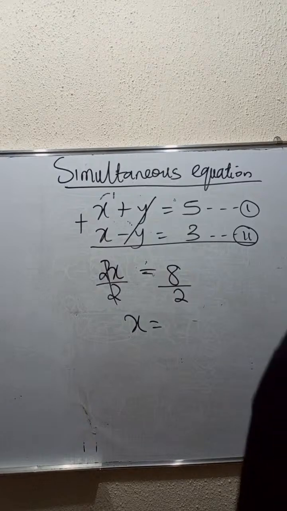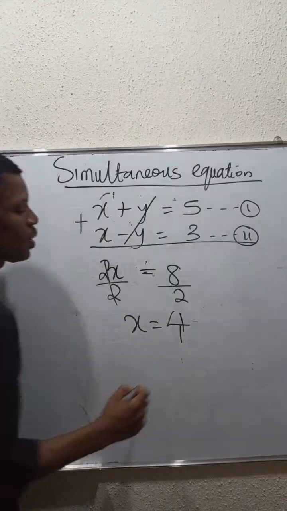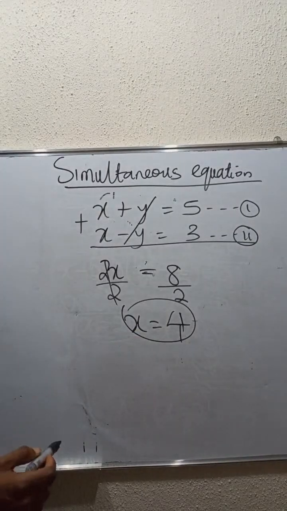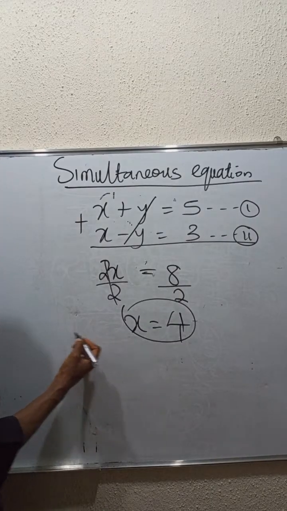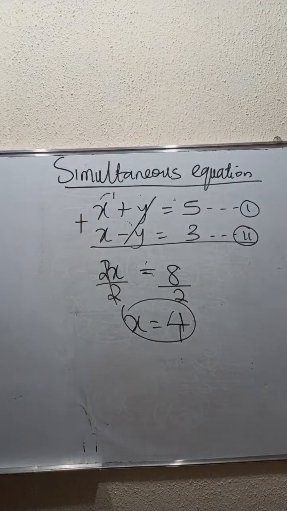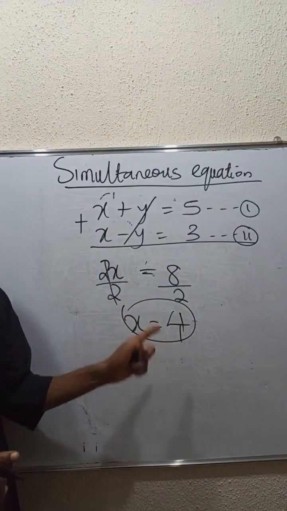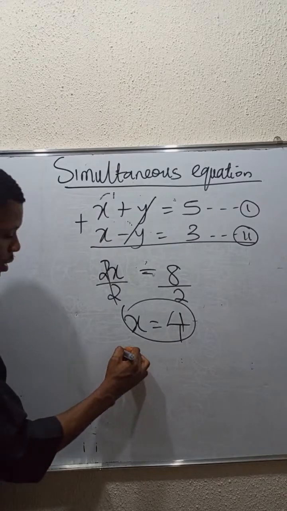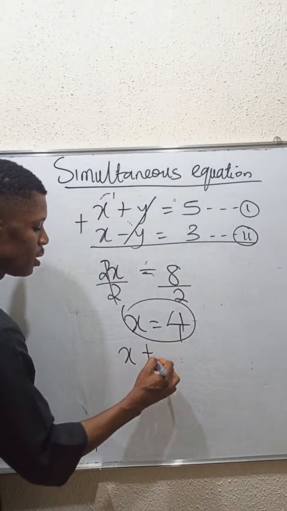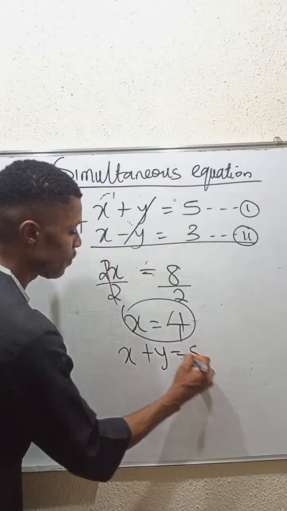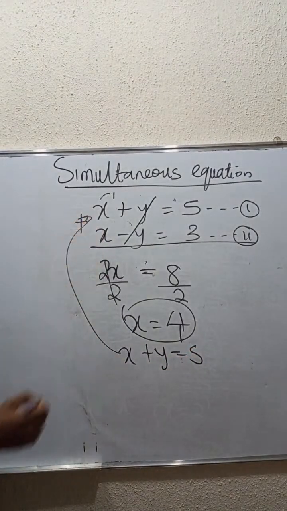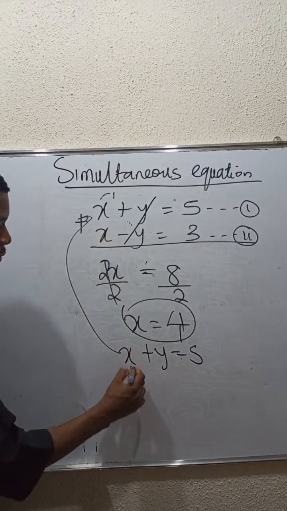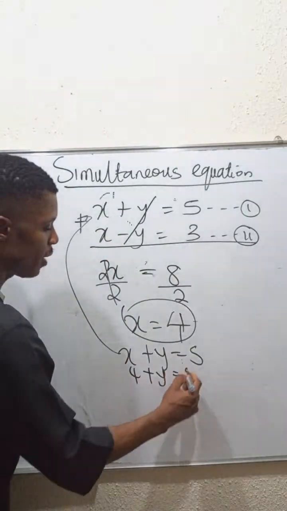8 divided by 2 is 4, correct? So since you have 4, that 4 becomes the answer for x. For you to find the value of y, you put back the value of x, which is 4, in any of the two equations. I'm highlighting equation 1, x plus y is equal to 5. If we put x as 4, we have 4 plus y is 5.